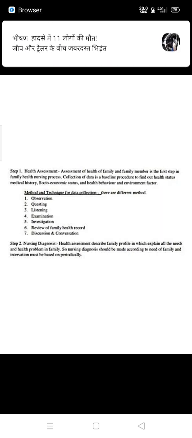So after the health assessment, this health assessment will be describing the family profile, which explains all the needs as well as the health problems. After assessment, you will have one view of what all the health problems they are having and what all the needs they are having. So based on this, you will formulate the nursing diagnosis, either actual or potential. Actual nursing diagnosis as well as potential nursing diagnosis.